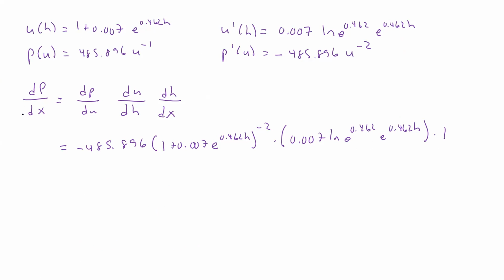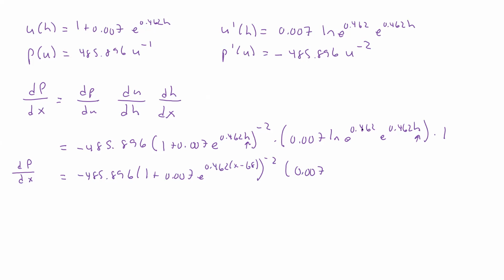Now, remember I said we have to have the variables of x, and we've got an h and we have an h. So what we need to do now is put those h's back as the value x minus 68. So now we get dp dx equals negative 485.896 times 1 plus 0.007 e to the 0.462 x minus 68, and then that's to the negative 2 times 0.007.